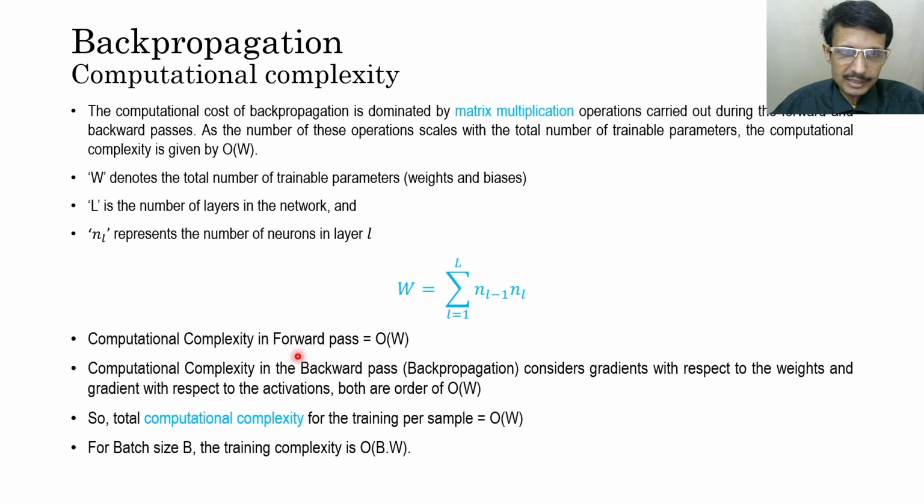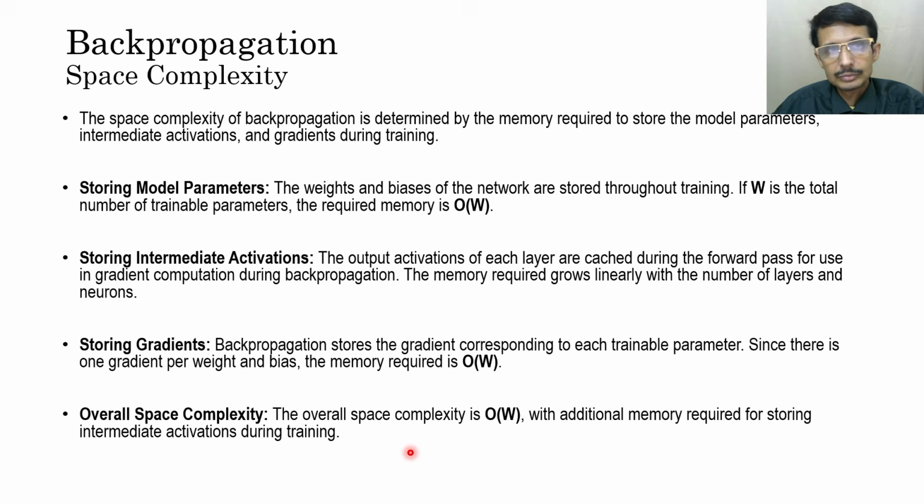Now the computational complexity in the forward pass is big O of W. In the backward pass, backpropagation considers gradients with respect to the weights and gradients with respect to the activations, which is also of the order of W. So for both passes, the complexity becomes a constant times W. Now there is another thing, the space complexity of backpropagation.